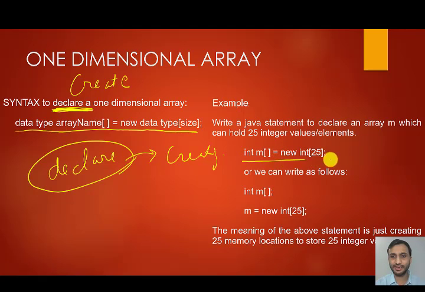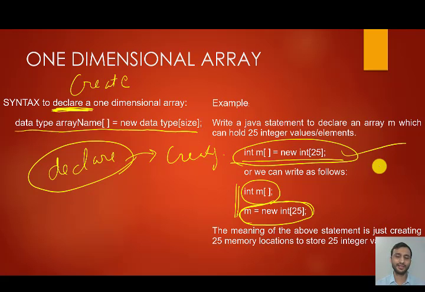Instead of writing in a single line, you can also write in 2 lines. First, you will write int m square brackets and then you will write m equal to new int 25. But I would ask you to prefer this, that is, write in a single line. Generally this one is preferred. So when you write this statement, it will create an array m of integer type that can store 25 integer values.